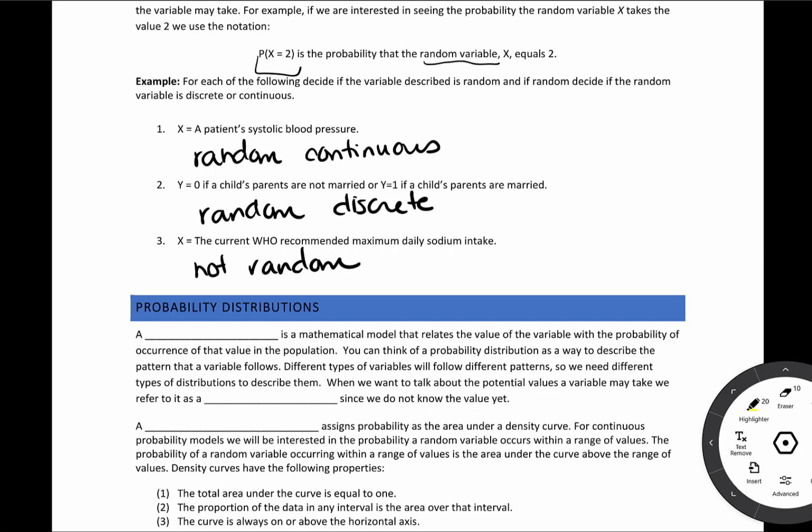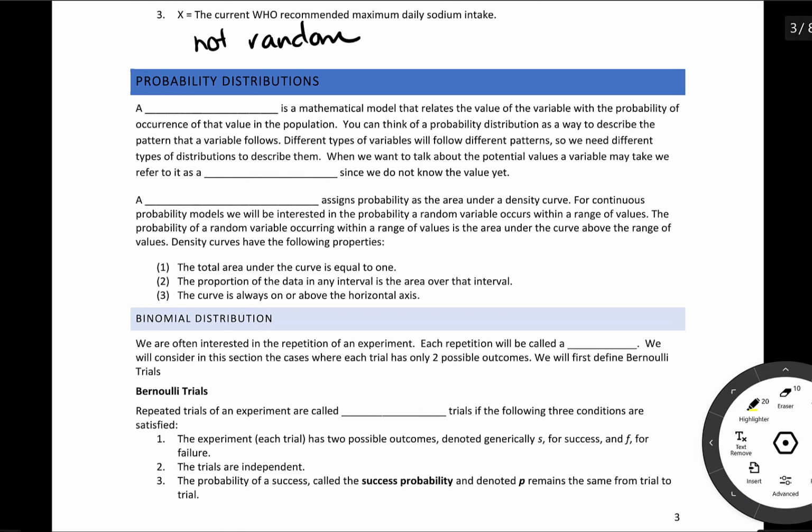You know, this isn't going to change each time I go and look up that value. So that one's not random. All right, next we're going to talk about probability distributions.